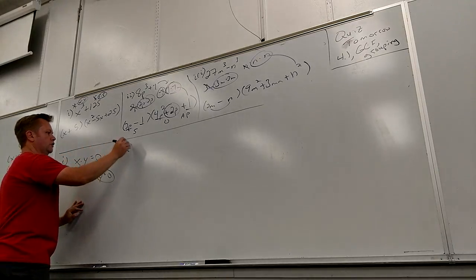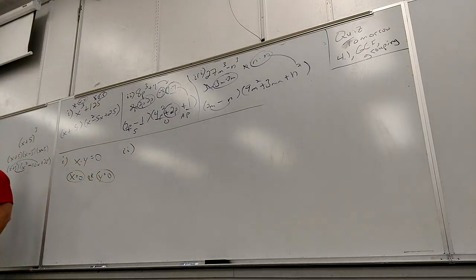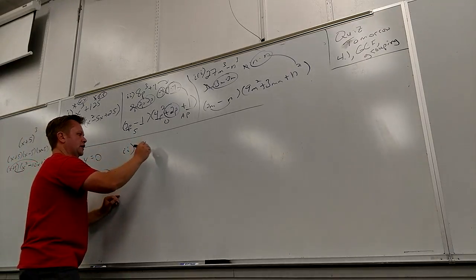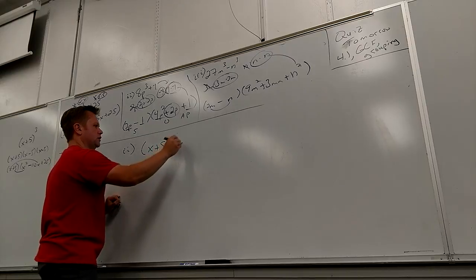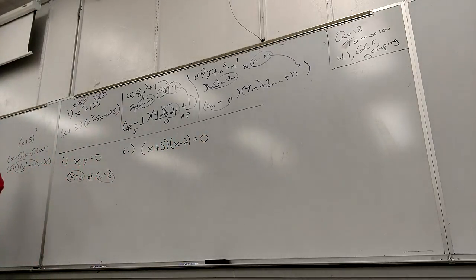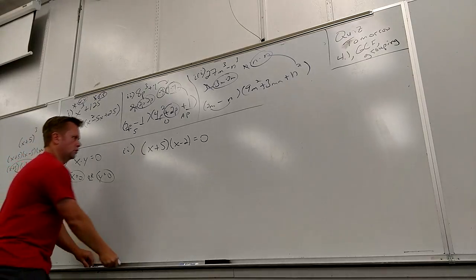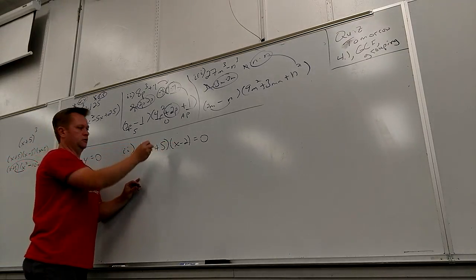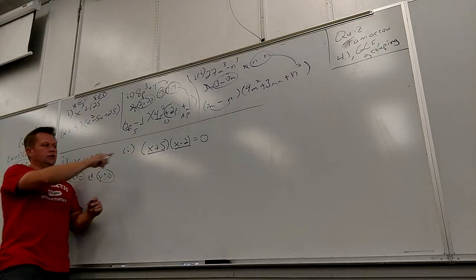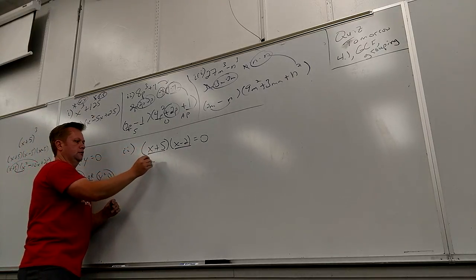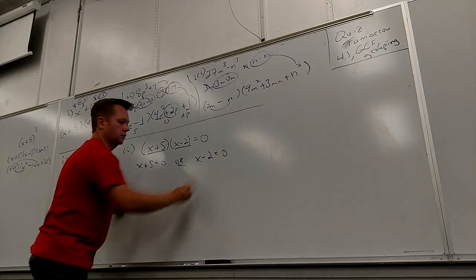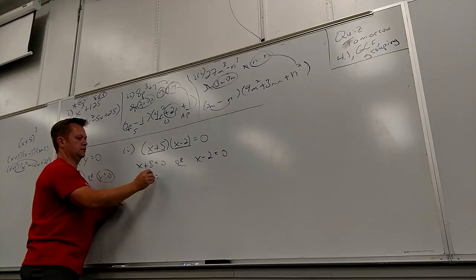Now watch. This is going to be the real problem, and it's nothing major. I want you guys to realize: what if I had x plus 5 times x minus 2 equals 0? How many numbers do I have up here? 1, 2. So it's the same thing. Either this is 0 or this is 0.